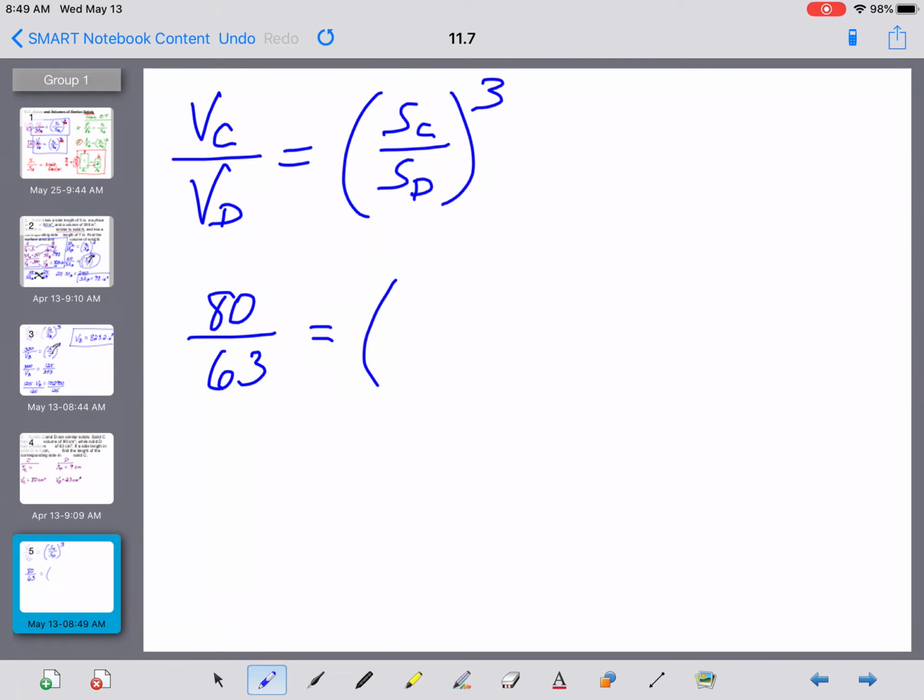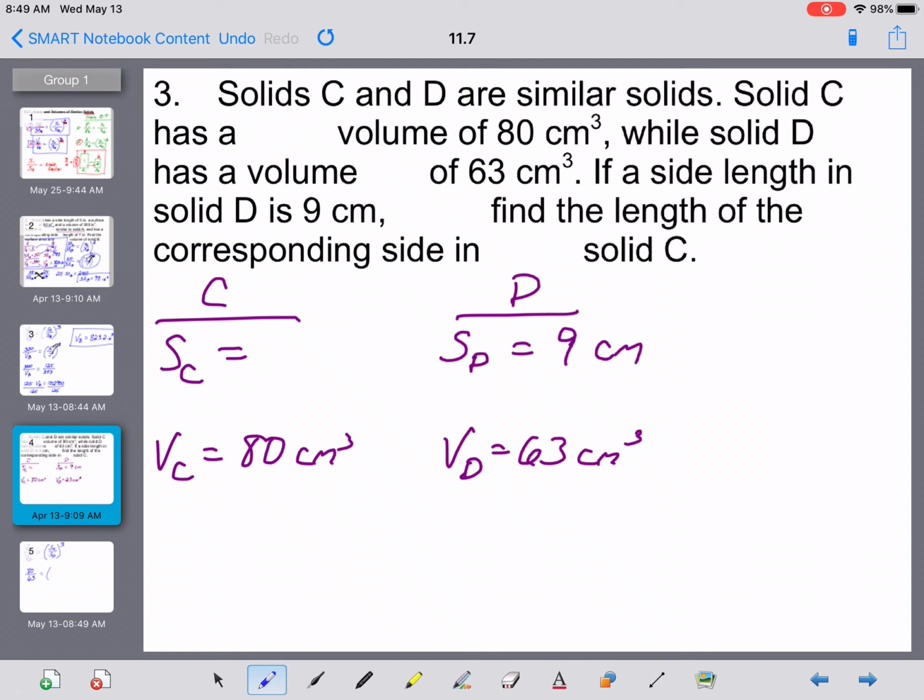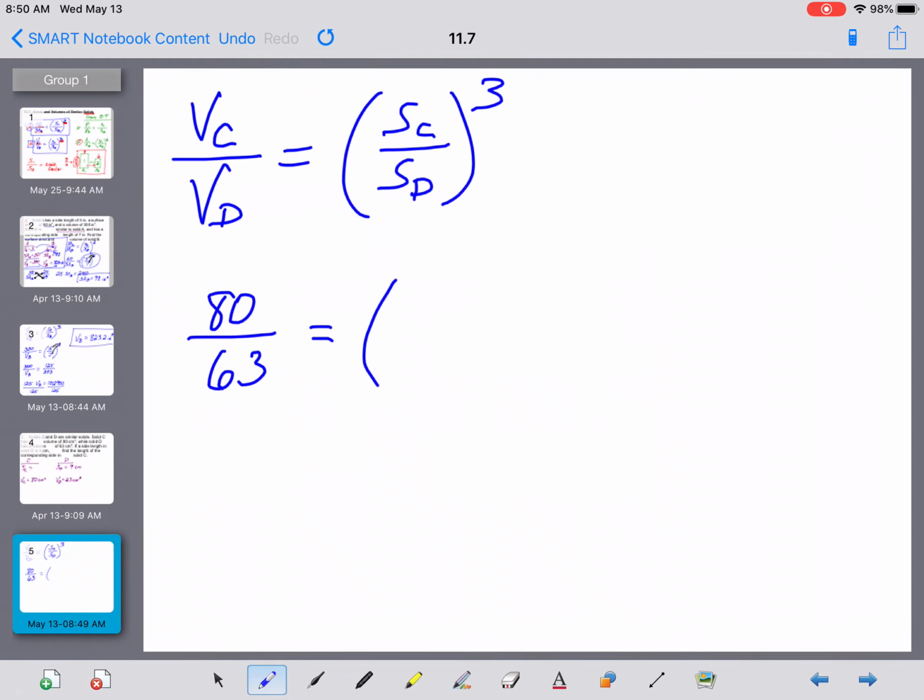Now over here, we do not know the side length in figure C, but the side length in figure D was 9. So I'm going to leave this right here as, I'll leave it as it was, S of C. If you want to put an X right there, which I would think a lot of you guys would want to do, that's perfectly fine. 9 centimeters was the length of the corresponding side in figure D.